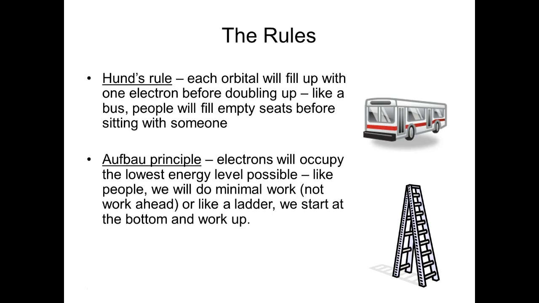The first is Hund's rule, which says that each orbital will fill up with one electron before doubling up, like on a bus. People will fill up empty seats before sitting with someone. So this is like if you get on mass transit and you have a choice between sitting with the axe murderer or sitting in your empty seat by yourself. You're probably going to sit by yourself. So electrons will fill up each orbital first with a single electron before going back through and doubling up with a second electron. The Aufbau principle says that electrons will occupy the lowest energy level possible.